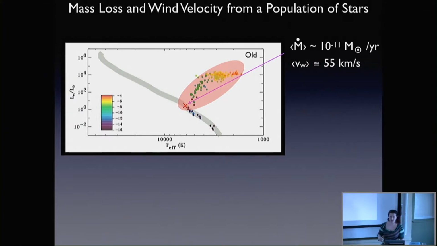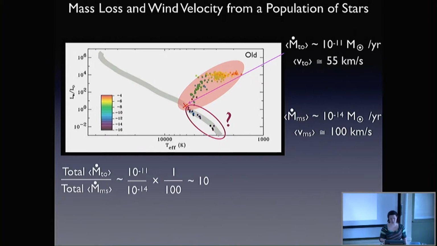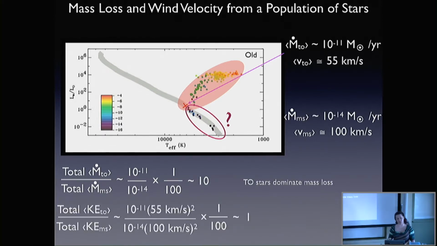Okay, so that takes care of the evolved stellar population in this HR diagram. But what about all of the things on the main sequence? This ignores that a lot. You could say, well, the mass loss rates are much, much lower. But it turns out the wind velocities are also much higher. If you look at the ratio of the contribution of mass loss rates from turn-off stars versus main sequence stars, accounting for the relative number of stars, basically turn-off stars tend to dominate the mass. However, if you do the same thing for the kinetic energy, you can see that they both can contribute.